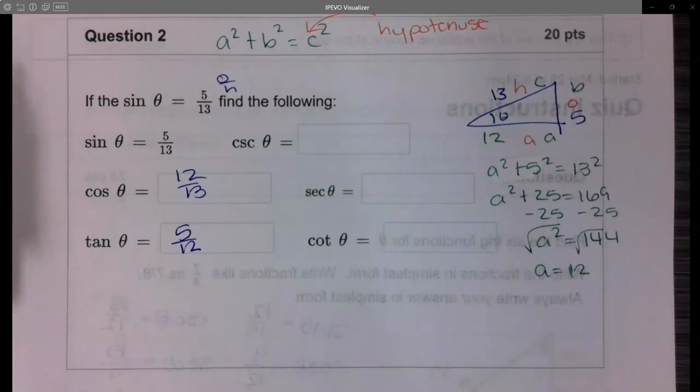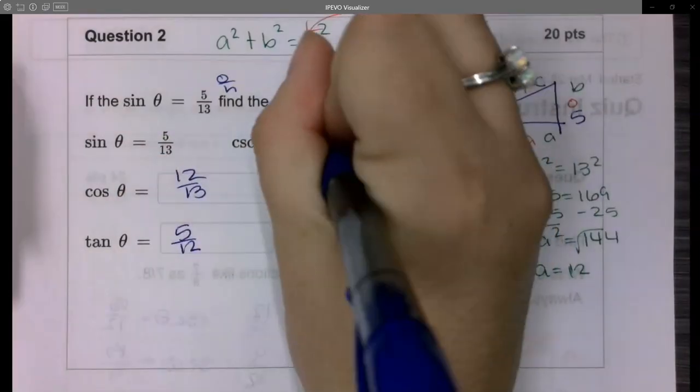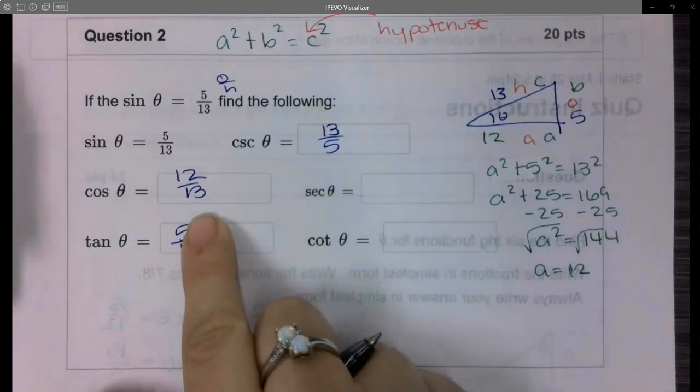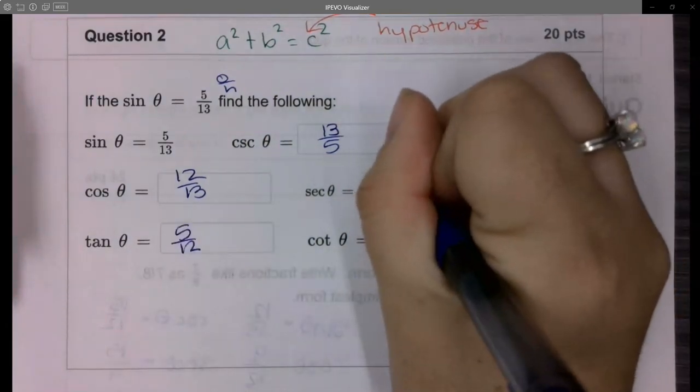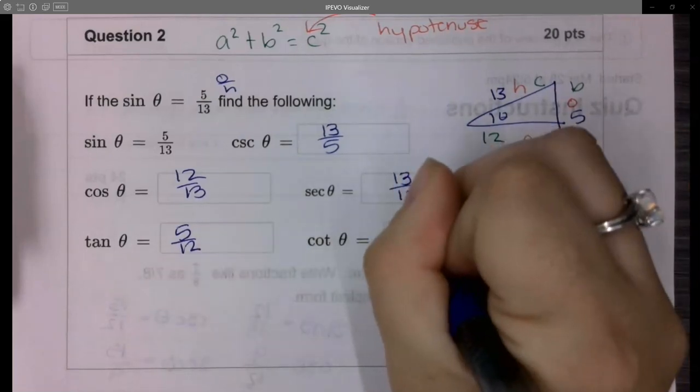Then I have my reciprocal functions, so I want to go ahead and flip them. Cosecant flips sine, so I'm going to have 13 over 5. Secant flips cosine, so that's going to give me 13 over 12. And cotangent flips tangent, so I have 12 over 5.